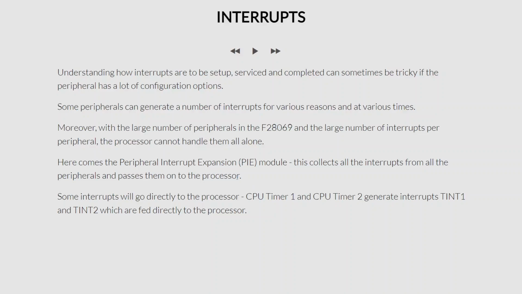Now, it's important to remember some interrupts will go directly to the processor. We have already seen this, right? CPU timer 1 and CPU timer 2 will generate interrupts TINT1 and TINT2, which are fed directly to the processor. They don't go through the Peripheral Interrupt Expansion Module. The interrupt from CPU timer 0, that is TINT0, does go through the PIE module. So this again you have to look into. It all depends on the microcontroller. If you're using another family, things may be completely different, right? Each microcontroller is designed differently, and the purpose behind all this is known only to the engineers at Texas Instruments, right? So let's keep going.